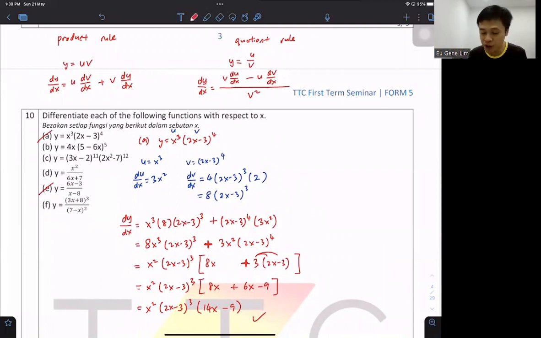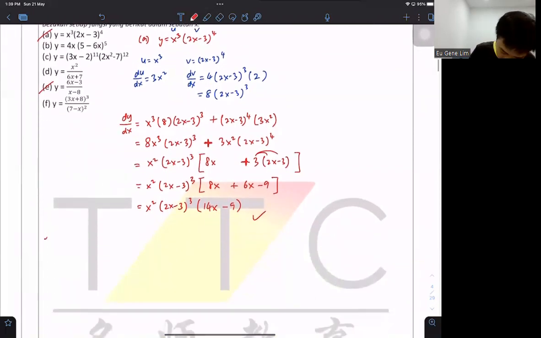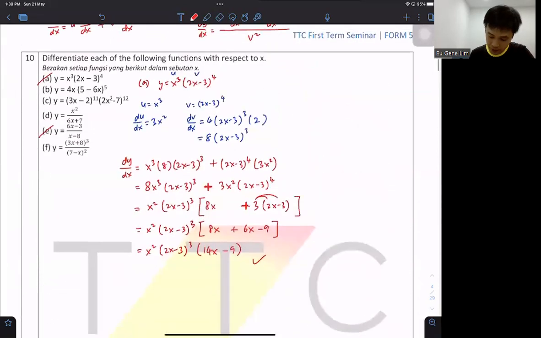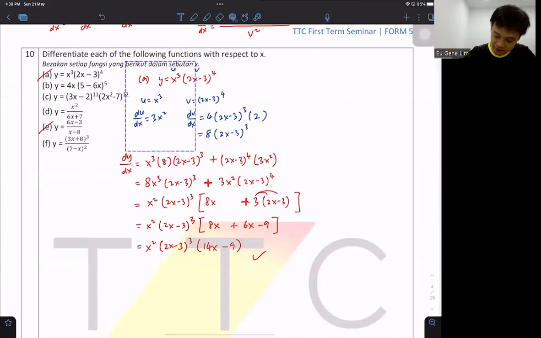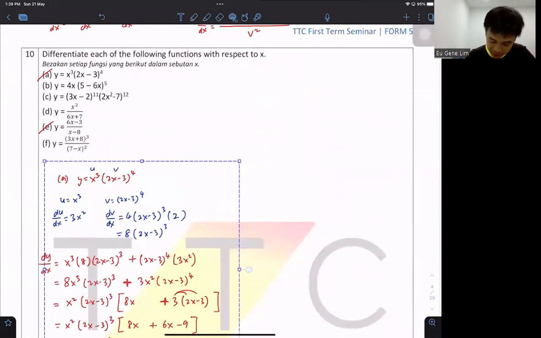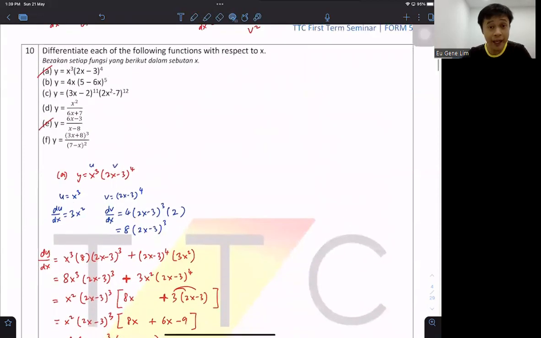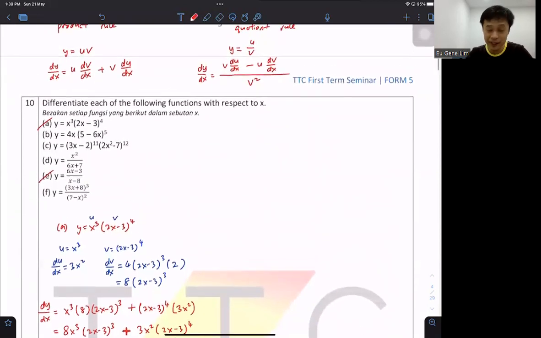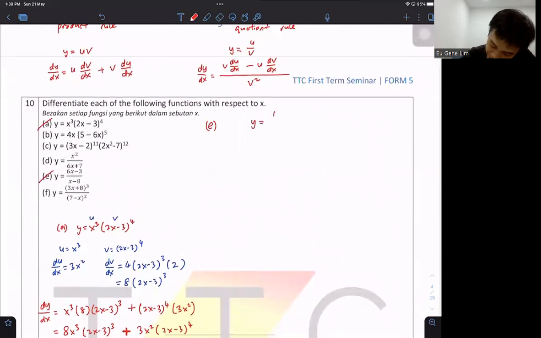Okay, let's try quotient rule. Let's try quotient rule for question E. Oh, not enough space. Sorry. Yeah, this one I just put here. If you have any question, you just ask. No need to shy. Okay, let's try question E. y equals to 6x minus 3 over x minus 8.